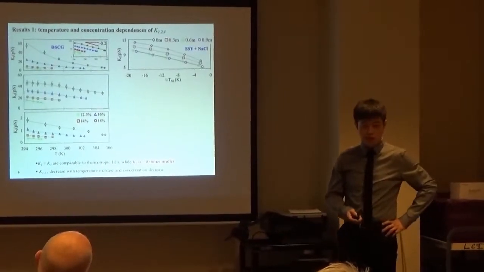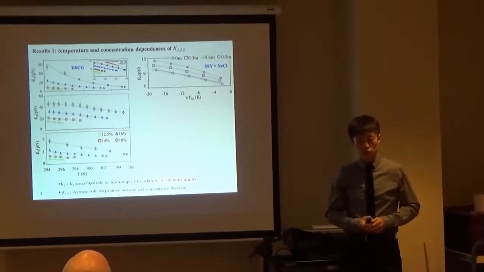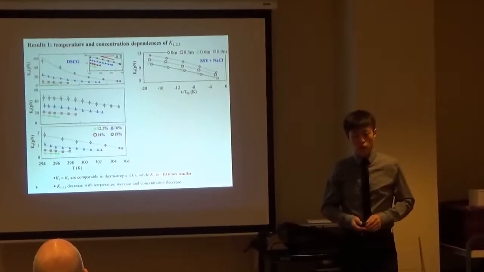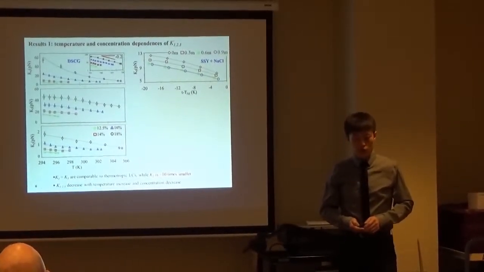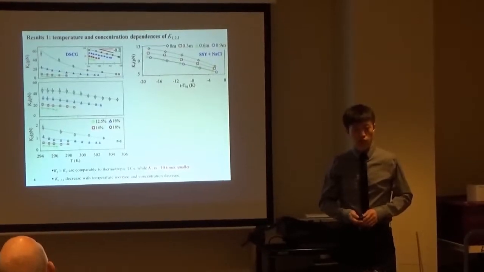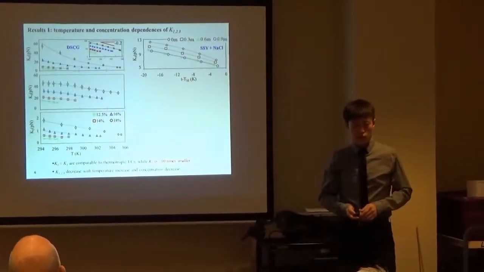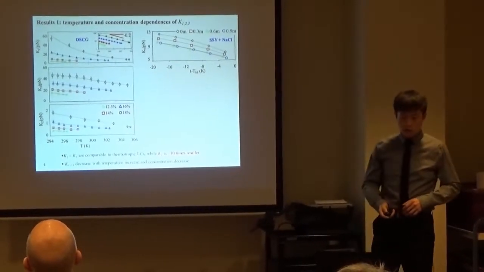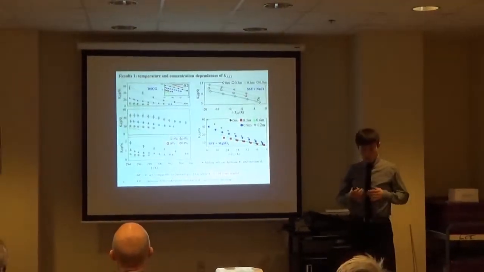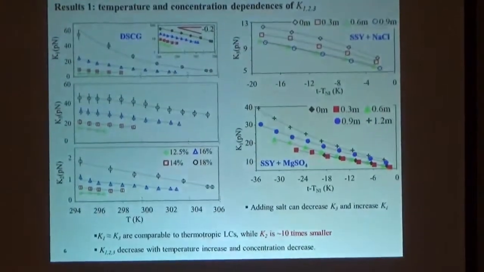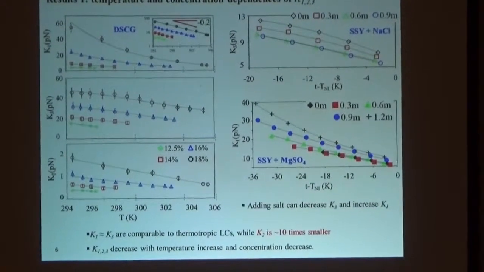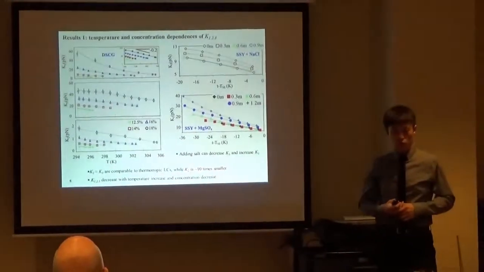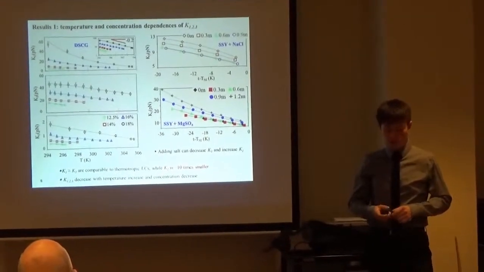The Frank elastic constants can also be tuned by changing the ionic components in the system. In a separate experiment done with sunset yellow, we fixed the concentration of sunset yellow in the water solution, but used different amounts of sodium chloride. In this case, you can see that the K3 value decreases as you increase the concentration of sodium chloride. But if you replace the sodium chloride with magnesium sulfate, you see a different trend in the different parameters. The K1 value, the splay constant, increases as you increase the concentration of magnesium sulfate.